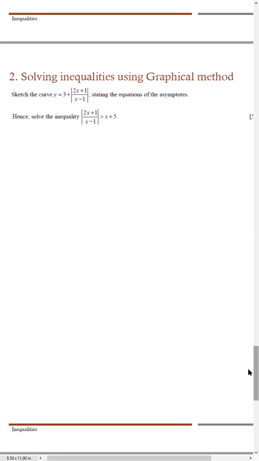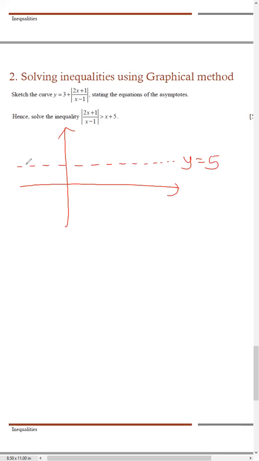So we are asked to sketch the curve of y equals 3 plus 2 mod 2x plus 1 over x minus 1. I'm going to do a quick sketch. Actually to sketch this, you can use your GC. No problem, I'm not going to go into details. So I'm going to draw the graph. There's a horizontal asymptote here, y equals 5, and then there's a vertical asymptote here, x equals 1. Then this part. So this is the sketch itself.